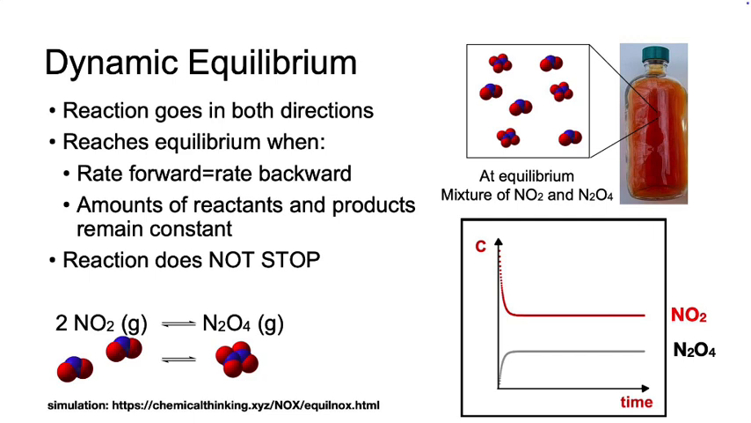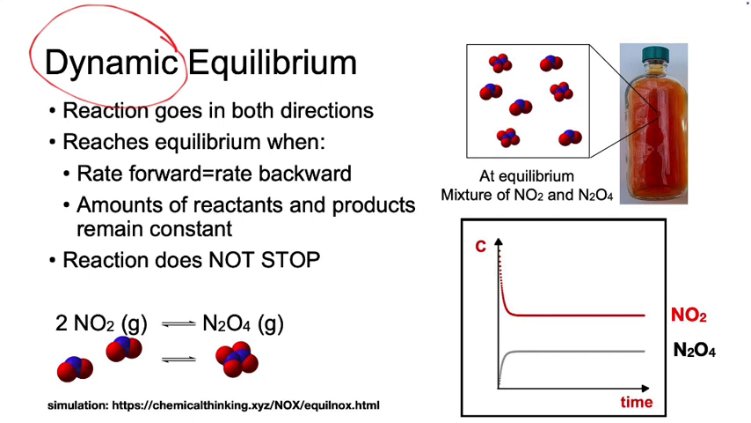So the big word that comes out of this that we have to be careful with is dynamic. Our reaction is constantly going backwards and forwards. We eventually reach a point where the transfer doesn't change the overall balance of the reactants and products, which then gives us an opportunity to evaluate the balance of reactants and products for an individual reaction.